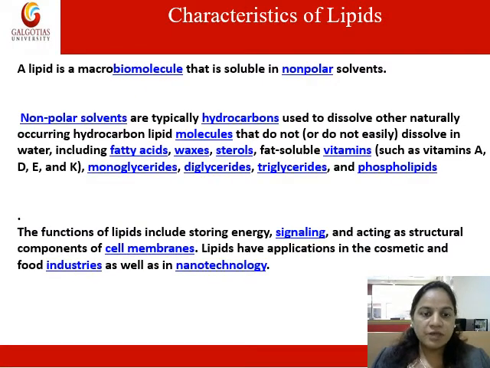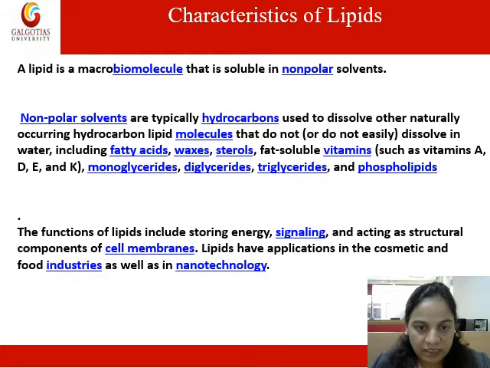So lipid is a macrobiomolecule that is insoluble in water but soluble in non-polar solvents like organic solvents. Non-polar solvents are typically hydrocarbons, used to dissolve naturally occurring hydrocarbons, lipid molecules, that do not easily dissolve in water. That means the fatty acids are insoluble in water, they are hydrophobic in nature.